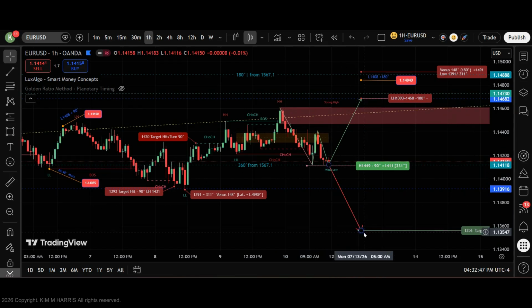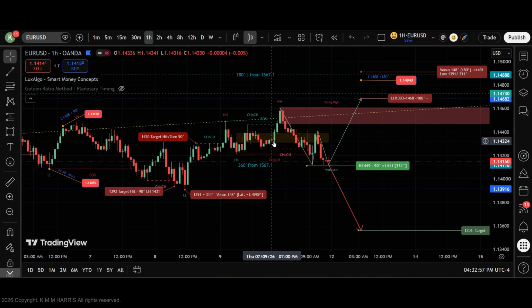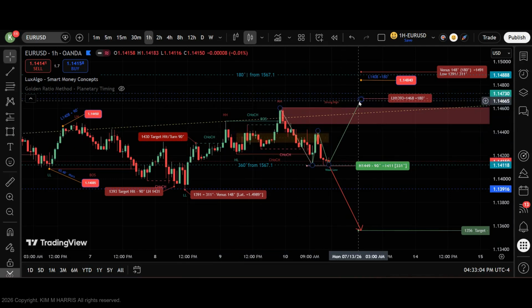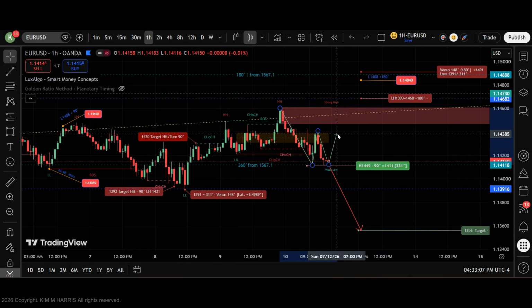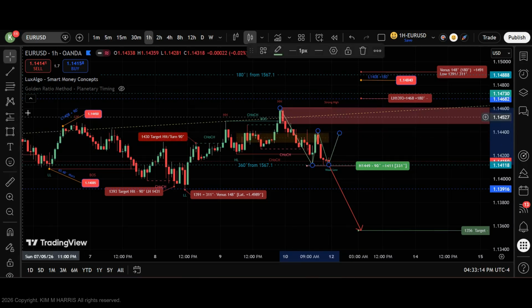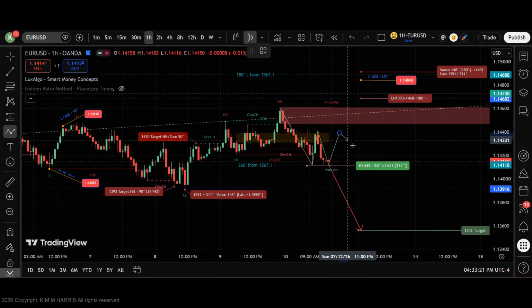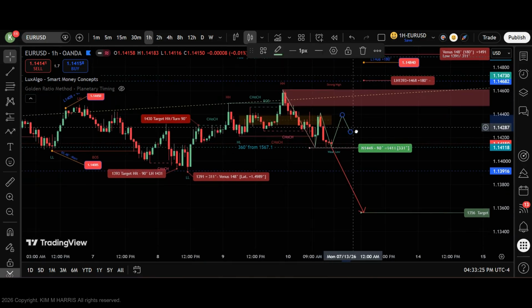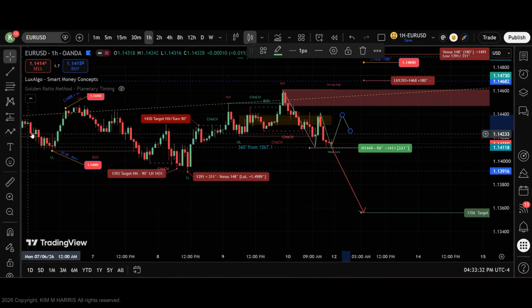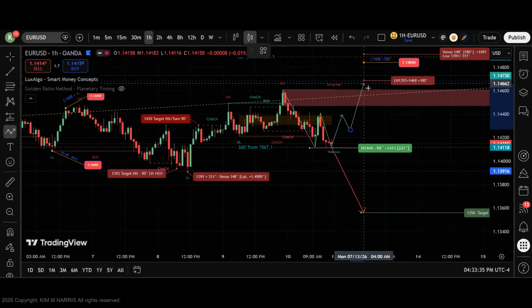So 1, break, go down to first target. 2, bounce off target, go to the 180-degree target. Or this strong area here of resistance is going to prevent it from going all the way to the top, and it'll probably stop here, pull back. Let me do this. I'm going to get another directional arrow. Where are you? It's probably going to stop there, pull back a little bit, and then continue up. Okay. So yeah, let's do that.